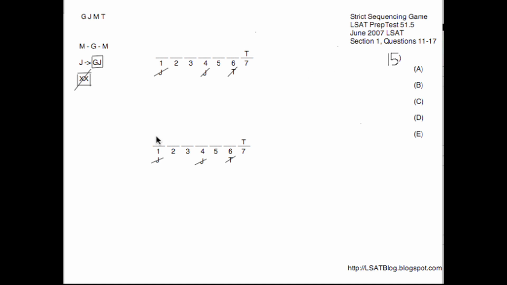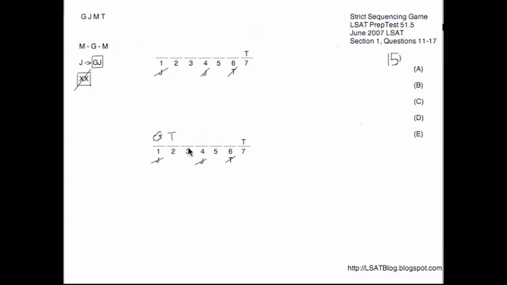So again, a new diagram specific for this question: G on 1 and T on 2. What must be true? So things might seem a little bit open-ended here, and they are at first glance. But if you think about this MGM rule, it actually firms things up quite a bit.